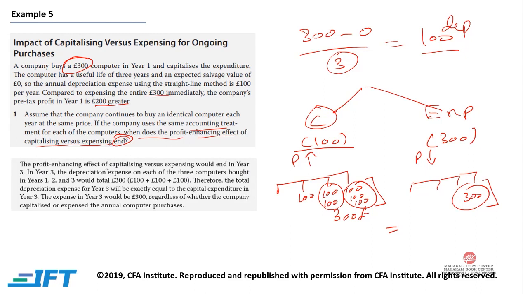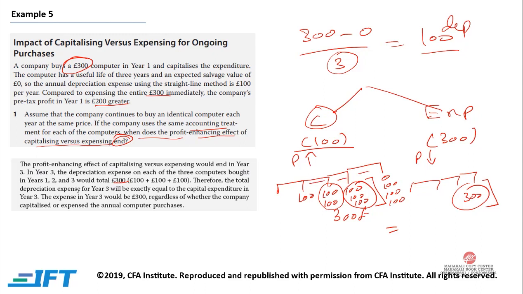The profit enhancing effect of capitalizing versus expensing would end in year 3. In year 3, the depreciation expense on each of the 3 computers bought in year 1, 2 and 3 would total 300. And that is going to continue because at the end of the 4th year, the computer that we bought in year 1 would be finished. There will be no depreciation for that. And the depreciation would be 0 for that computer because now it is gone. Then it would be 100, 100, 100. So the depreciation will be from these 3 computers.